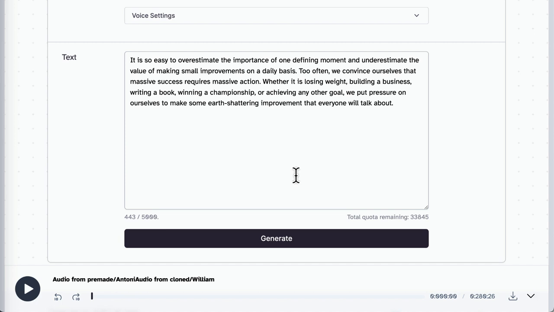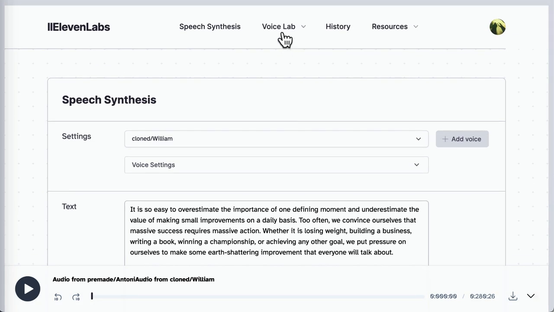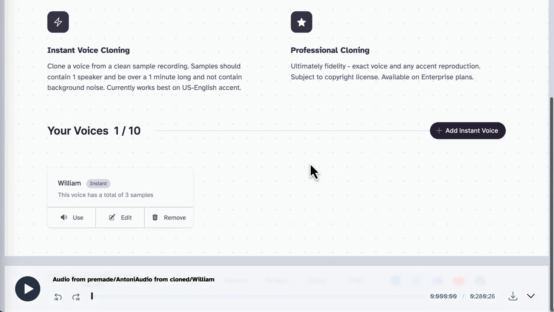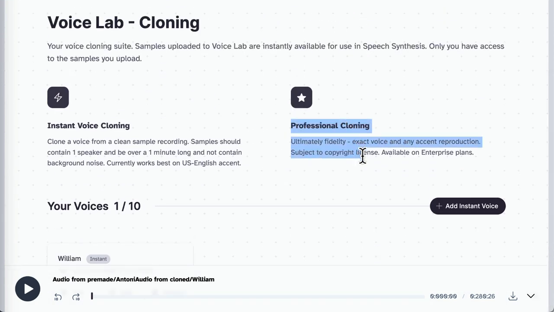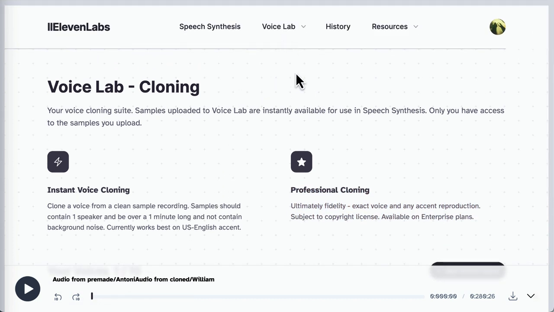So what do you think? If you think that sounds like me, please leave a comment down below. When I first heard it, it did sound a little bit like me. But after hearing it a few more times, there is a difference. I don't know whether that's because I've only provided 3 sample voices of myself. I'm quite interested to see how the professional cloning would really work, but that's for the enterprise plan, so I probably won't have access to that.